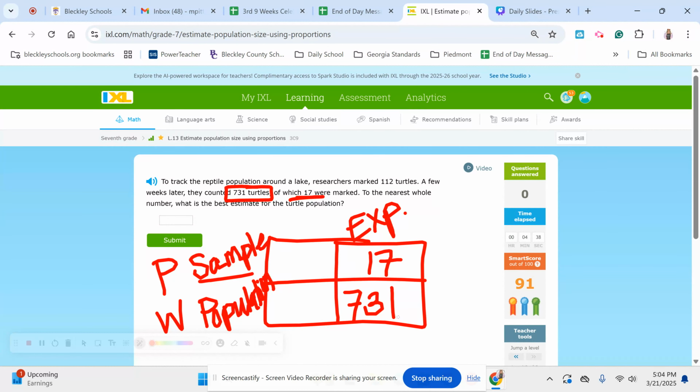Well, when they did the initial part, they marked 112 turtles. We are looking for the population. Remember, population is going to be greater. So from there, we would cross multiply and divide and get our answer. And that's all we have to do.